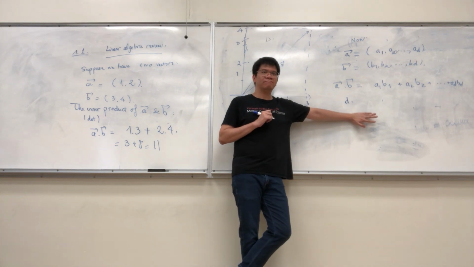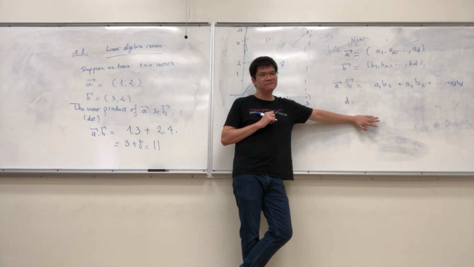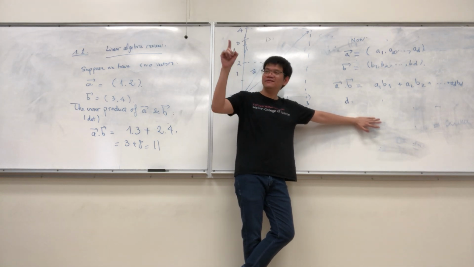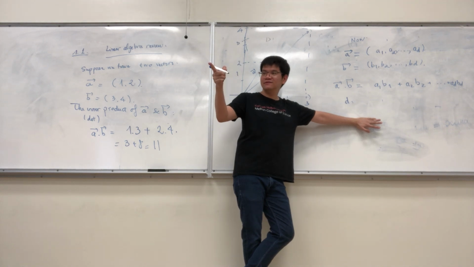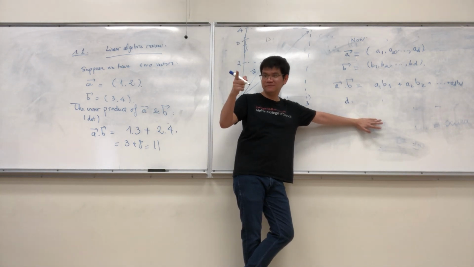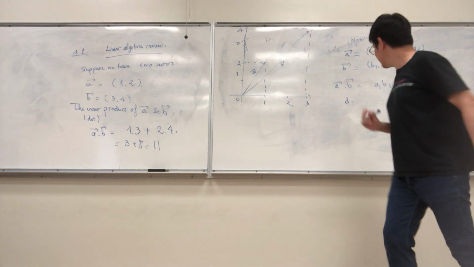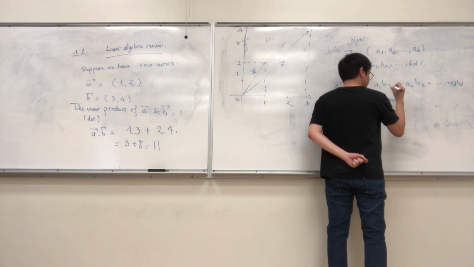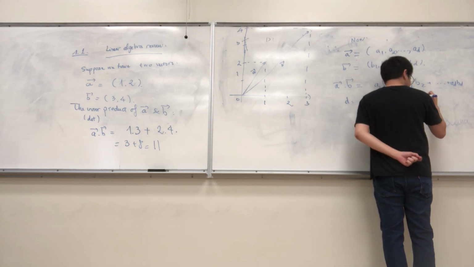D is the number of coordinates. But what is the fancy name for that? Dimension. Who said dimension? You said yes. Can you sign the back of the paper, please? So D will be the dimension of the vector.